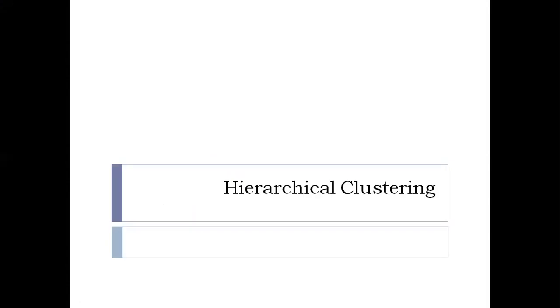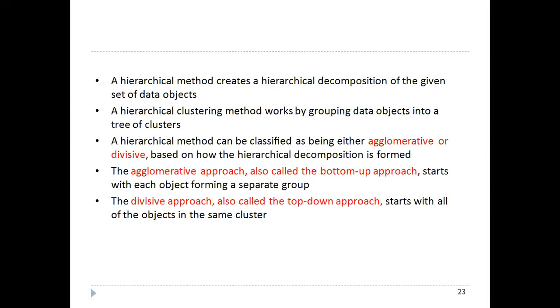So let's move on to our next topic, hierarchical clustering. This is another method of clustering, where you try to group your data objects into different clusters, but here you form a tree of clusters, as compared to the partitioning methods. There are two different types, as I've told earlier: agglomerative, which is otherwise called the bottom-up approach, and divisive, which is otherwise called the top-down approach.